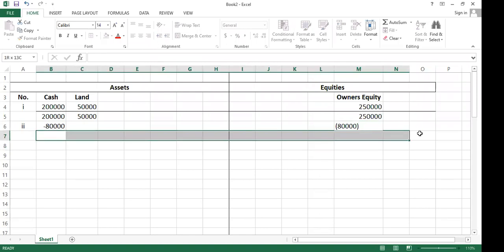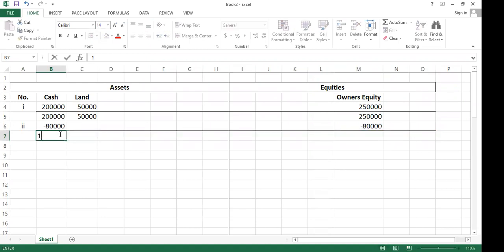Balance after the second transaction: cash is 120,000. Land is cash, deduct the 80,000 and balance is 120,000. Land not change 50,000, and owner's equity deduct 80,000, 170,000. Are you clear?